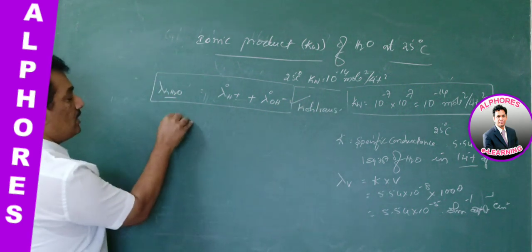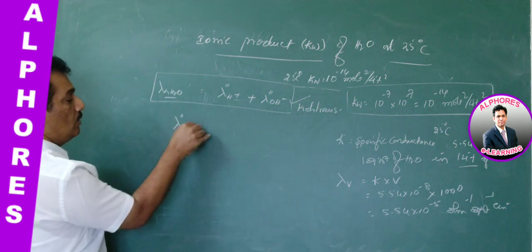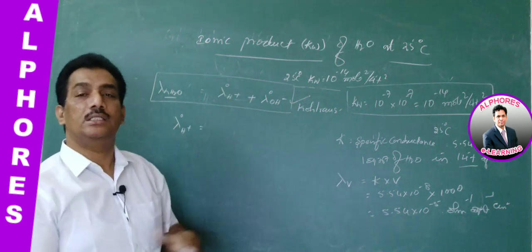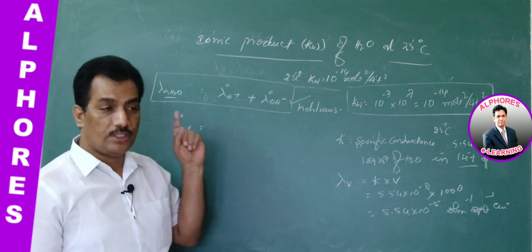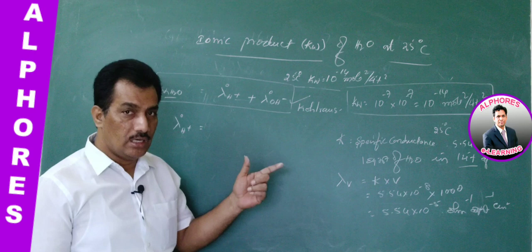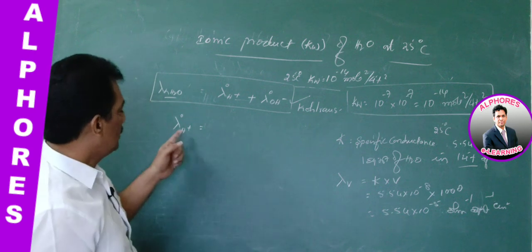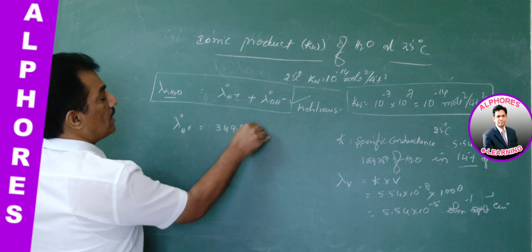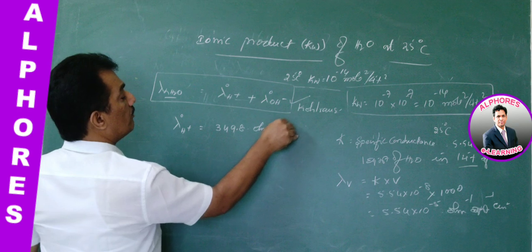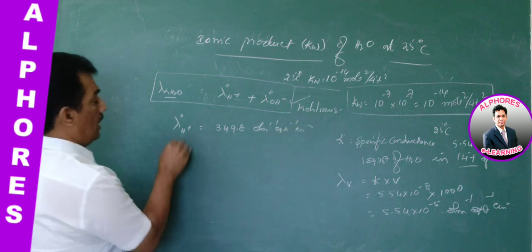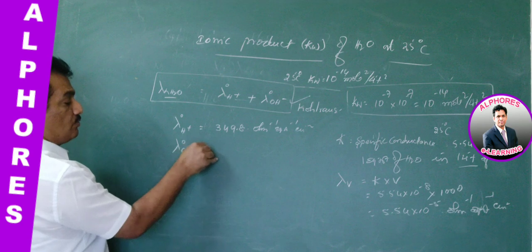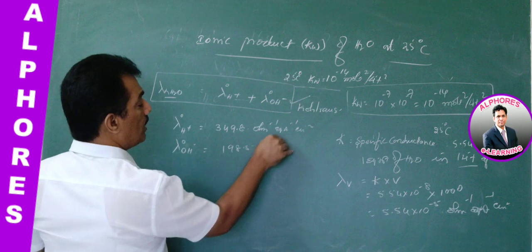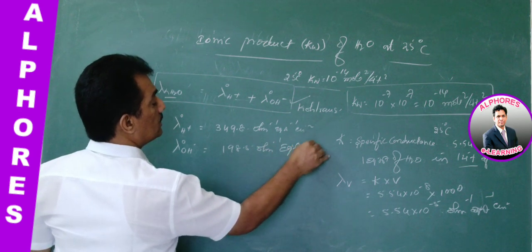Now we have a fixed value because it is constant. We already know that for any ion at a given temperature at infinite dilution, the conductance is always fixed irrespective of the nature of the electrolyte, that is, the parent electrolyte. In a similar manner, lambda naught H plus is 349.8 ohm inverse equivalent weight inverse centimeter square, and lambda naught OH minus is found to be 198.5 ohm inverse equivalent weight inverse centimeter square.